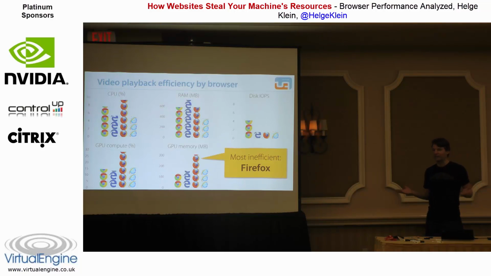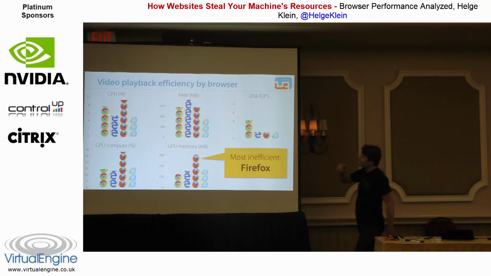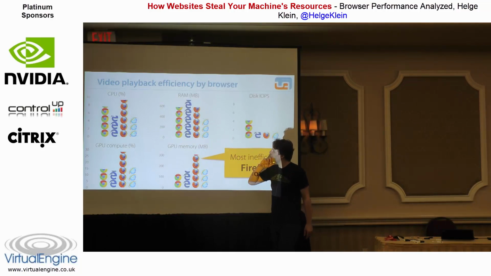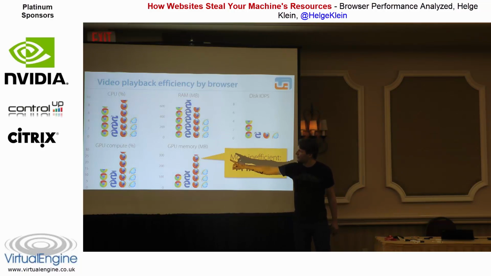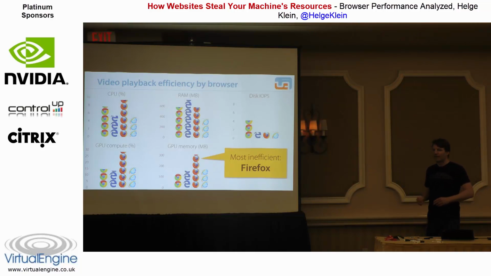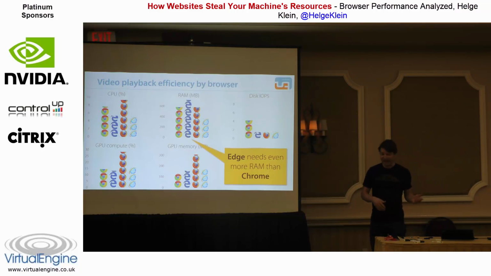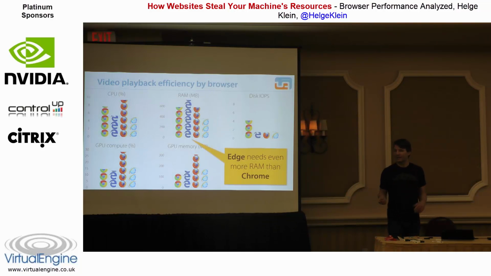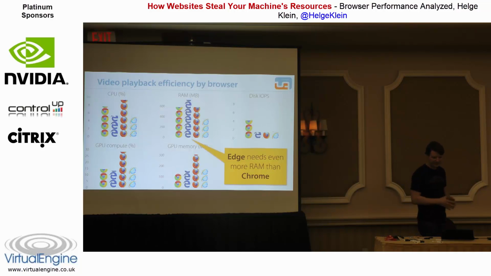Clearly the most inefficient is Firefox. Look at the CPU utilization. RAM utilization is a little bit better than Edge, but not better than Chrome. And the GPU implementation is quite inefficient. And that is all for the same workload, so all the browsers are doing exactly the same thing. One interesting thing: Chrome is a memory hog, everybody knows that. But look at Edge. Edge clearly needs quite a significant bit more RAM than Chrome does.